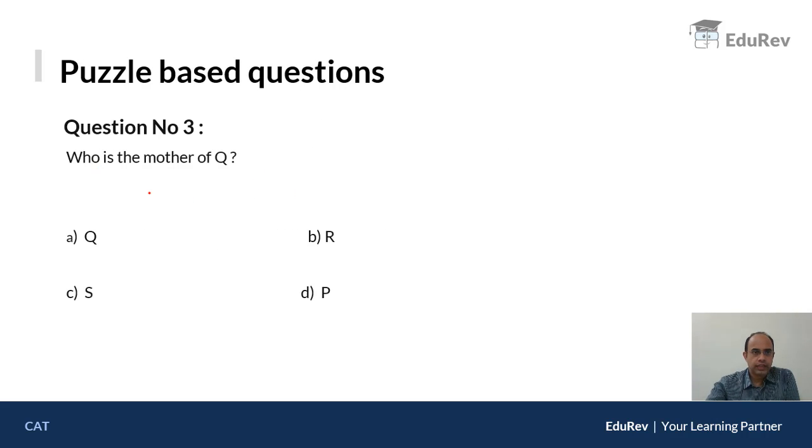Now the third question says, who is the mother of Q? And four options are given to you.